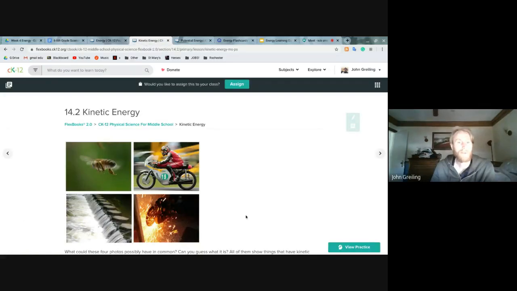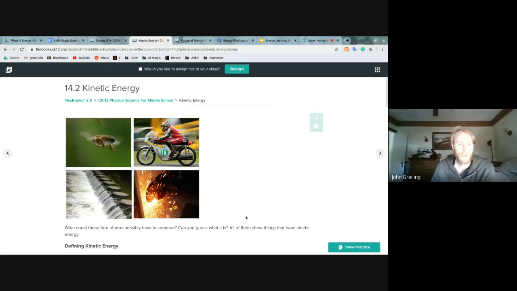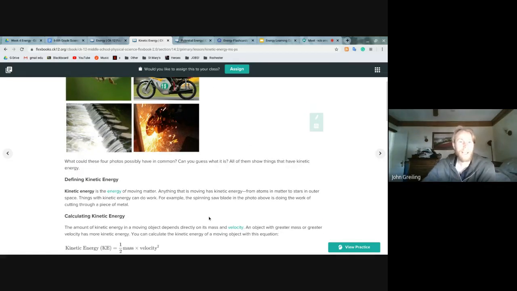All right, kinetic energy 14.2. What could these 4 photos possibly have in common? We have a bee, race car, looks like a dam or waterfall of some sort, and something grinding metal. All of them have kinetic energy. Kinetic energy is the energy of moving matter. Anything that is moving has kinetic energy, from atoms in matter to stars in outer space. Things with kinetic energy can do work. For example, the spinning saw blade in the photo above is doing the work of cutting through a piece of metal.